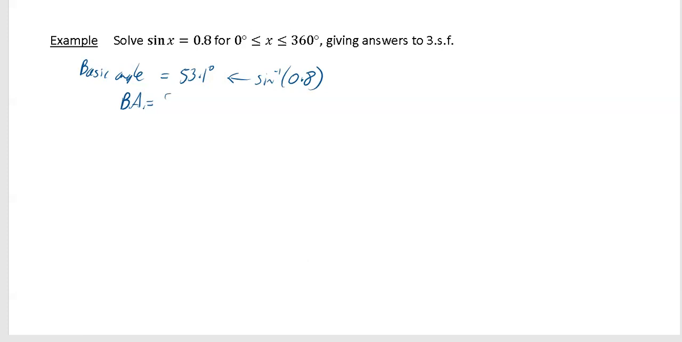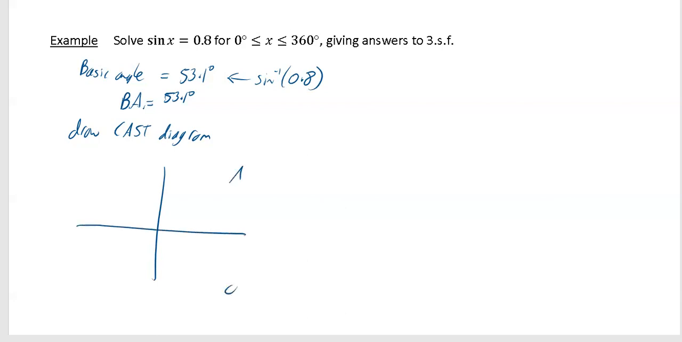Okay, so 53.1 is what I want. Next step, you want to draw your CAST diagram as we have been referring to it. Don't bother using a ruler. As you can see, I'm clearly not. C, A, S, and T. So remember, you start with a C in the bottom right and then work anti-clockwise to spell out the word CAST. And then you look back at your original equation.